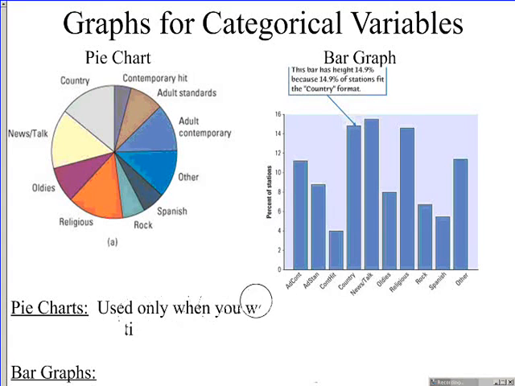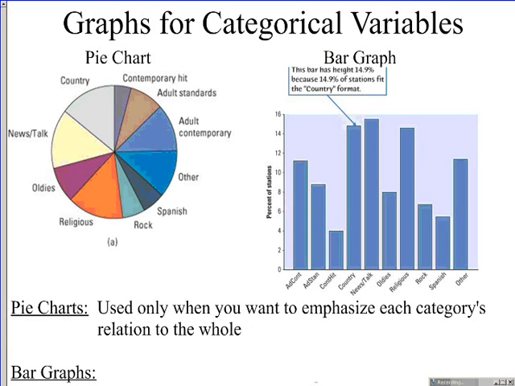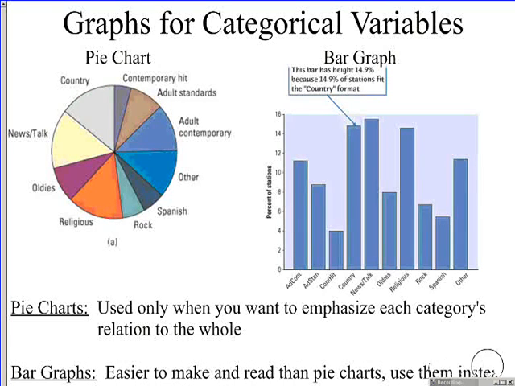A pie chart is used only when you want to emphasize each category's relation to the whole. So with a pie chart, we can quickly look and see what part of the whole is represented in each piece of the pie. Bar graphs are easier to make, and you are going to want to use them instead of pie charts. Again, the bottom is cut off here; the only words you're missing are "use them instead of pie charts."